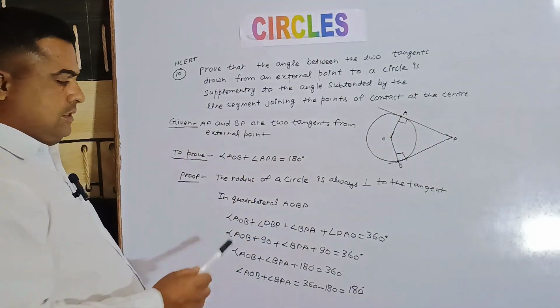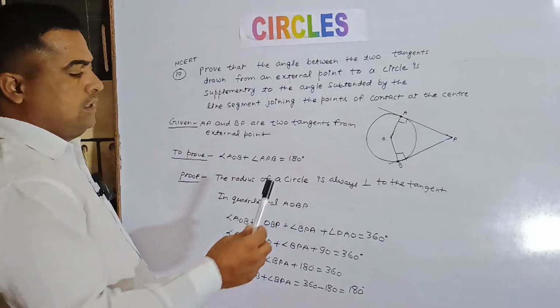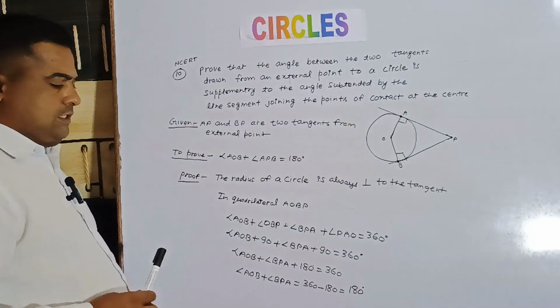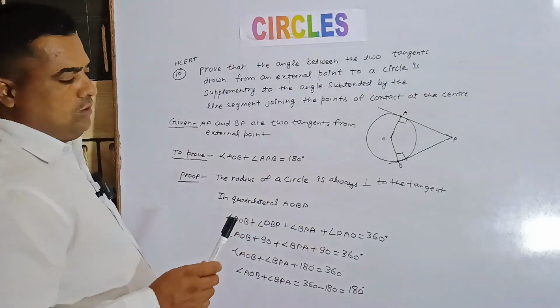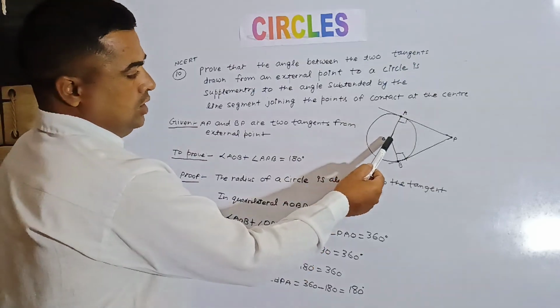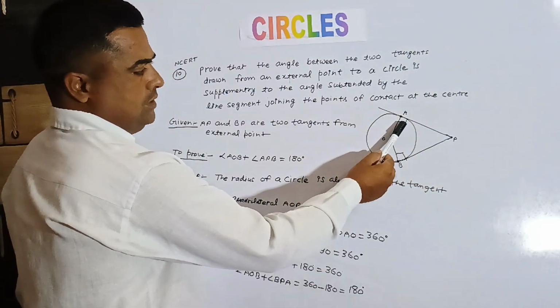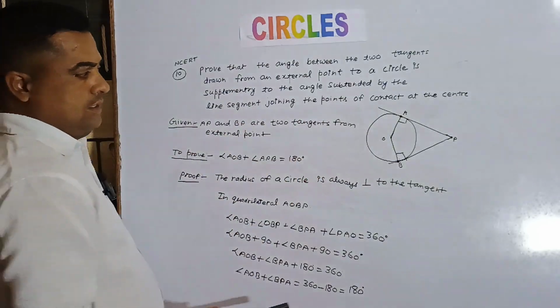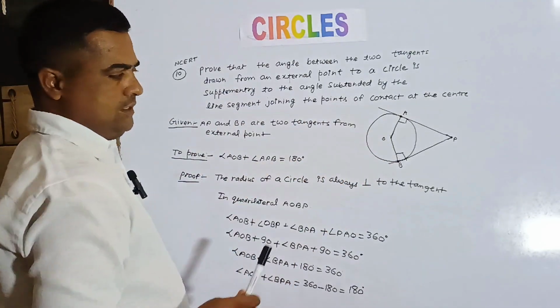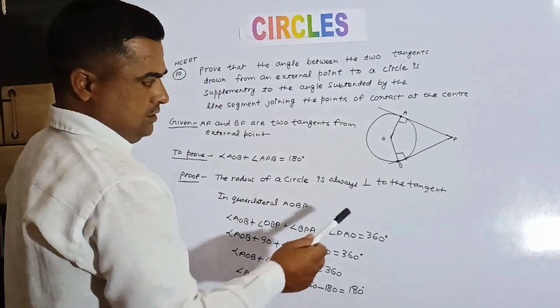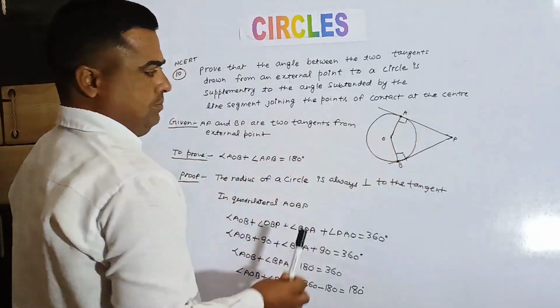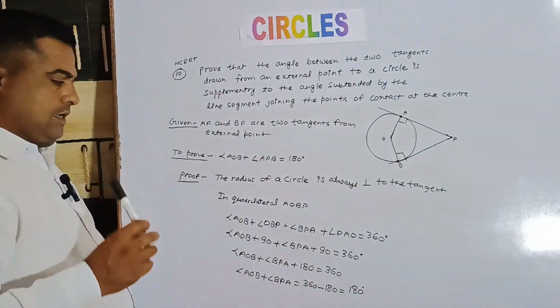Students, we know very well the radius of a circle is always perpendicular to the tangent. OA is the radius, AP is the tangent. So this will be perpendicular, meaning this angle will be 90 degrees. Similarly, OB is a radius, BP is a tangent, OB will be perpendicular to BP. So this angle will be 90 degrees.